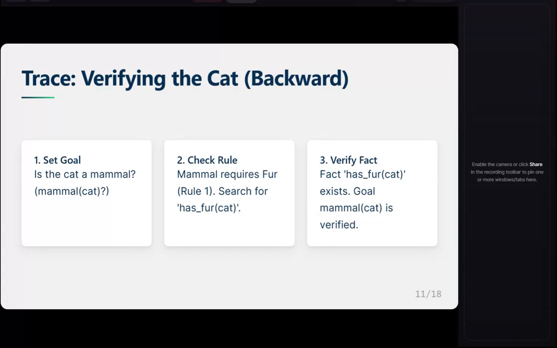Step 1. Set the goal. Is the cat a mammal? Step 2. Look for a rule that leads to mammal. We find rule 1, which says we need fur. Step 3. Check the facts for fur, cat. Since it's there, the goal is verified. Notice we never even looked at the eggs or feathers data, because they weren't needed for this specific goal.